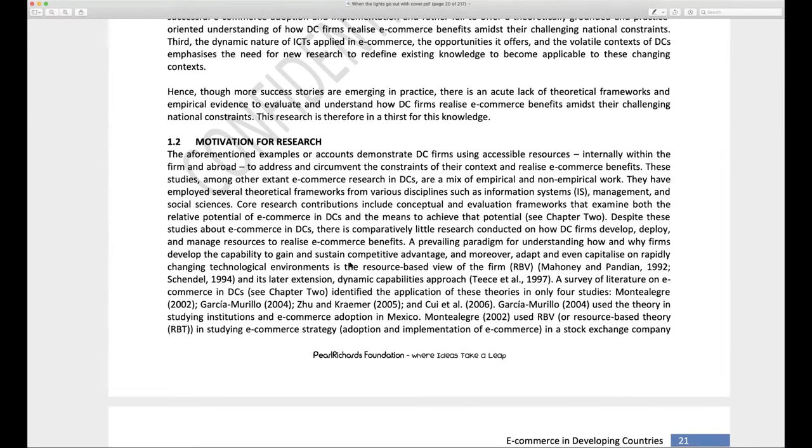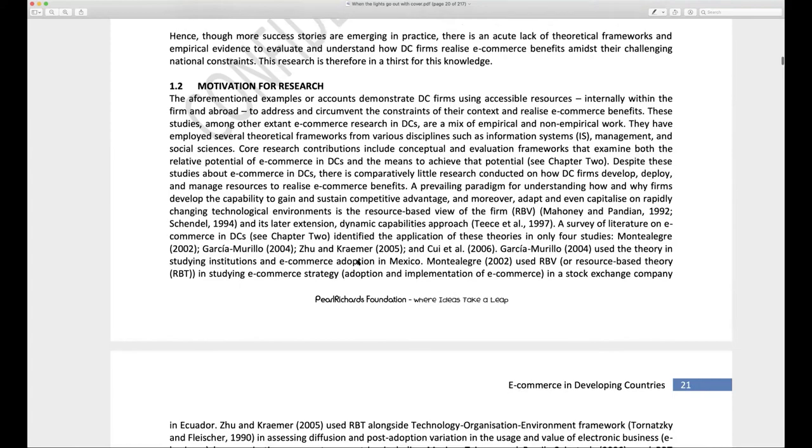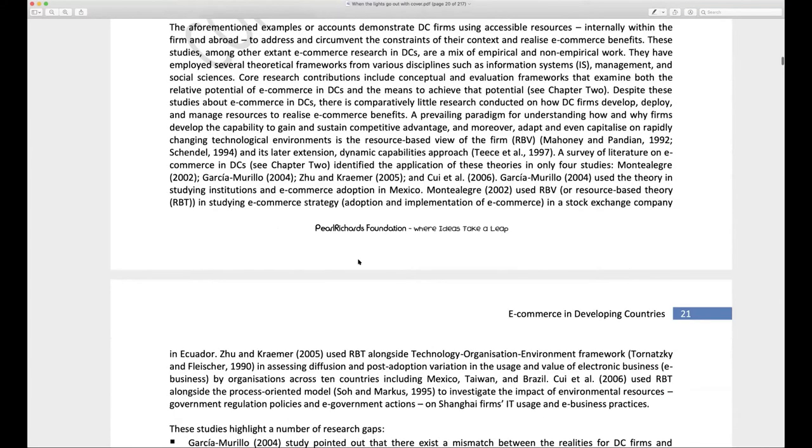Montealegre, 2002, Garcia-Murillo, 2004, Zhu and Kraemer, 2005, and Soh et al., 2006. So it means that every year I was doing my PhD, I started in 2004, so it was almost 2005, 2006. Garcia-Murillo used the theory in studying, so I can talk about what they did.